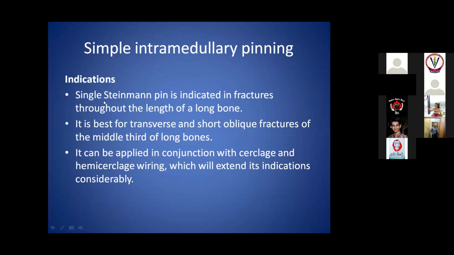Now coming to simple intramedullary pinning, a single intramedullary pin is indicated in fractures along the length of the bone. A very good implant for transverse or probably even middle third fractures of the long bones. And the advantage of intramedullary pinning is that because it lies inside the medullary cavity, you can use other ancillary fixation devices like full circular wiring, semicircular wiring, which we have discussed earlier, along with the intramedullary pin. So that is a major advantage of intramedullary pinning.